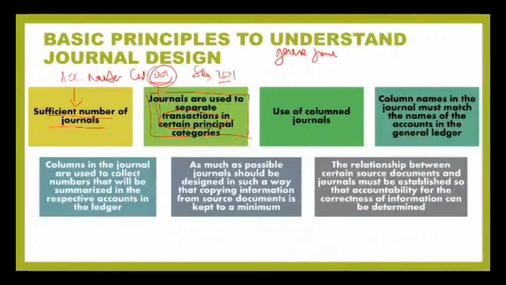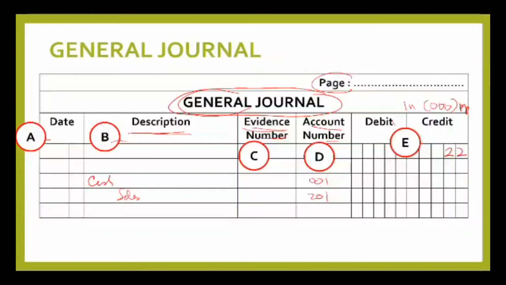Okay, next is that column names in the journal must match with the name of the account in the general ledger. So you can see here the column name. The column name about this one is the account number. Each account number has its own general ledger. General ledger is buku besar, and each account number has its own general ledger, something like that.